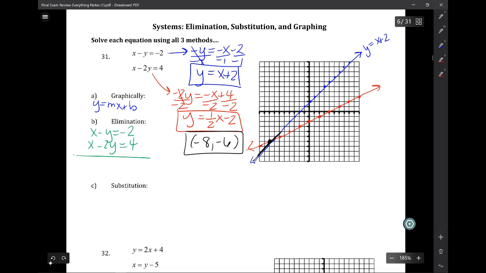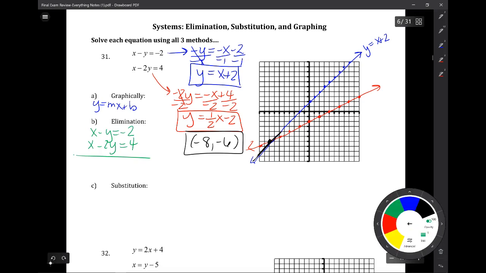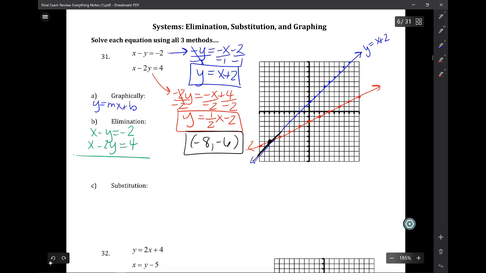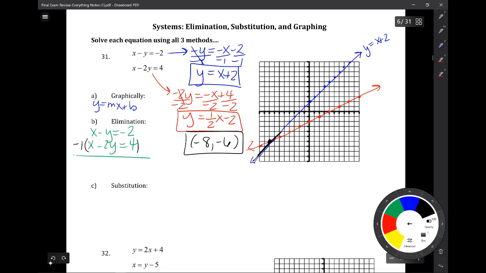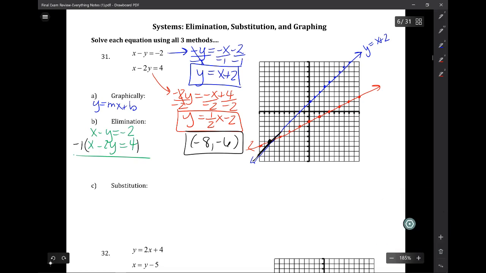These are perfectly set up to do elimination. The only problem with it is I don't have opposites. So to force there to be opposites in these, I need to multiply through by something that is going to force that to be. So I'm going to multiply the bottom equation by a negative 1. And so when I multiply through by a negative 1, I end up getting x minus y is equal to negative 2, and the bottom becomes negative x plus 2y is equal to negative 4.